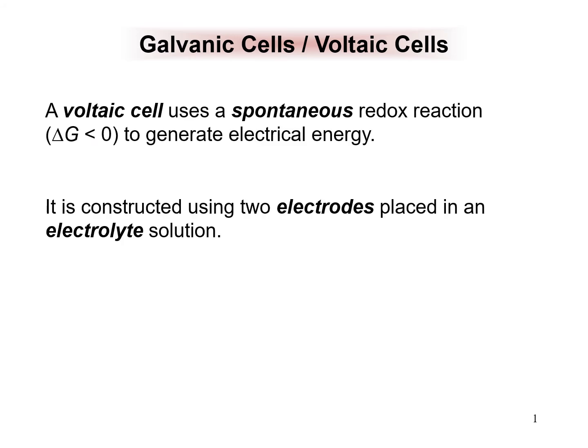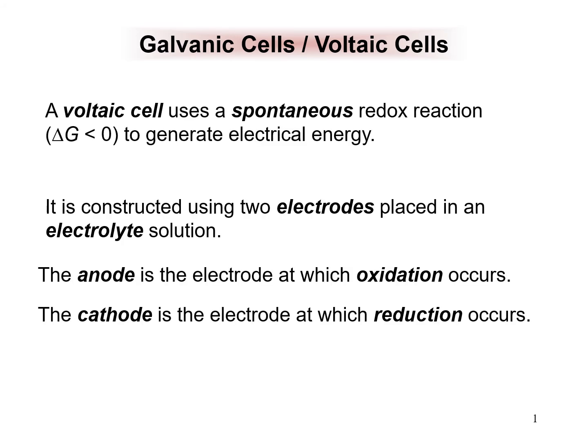Okay, so in this video, we'll talk about what galvanic cells or voltaic cells are. A galvanic cell or a voltaic cell is essentially a cell where a spontaneous redox reaction occurs to generate electrical energy. So this is a cell that produces electrical energy. This is where a spontaneous redox reaction occurs. A spontaneous reaction, as of now, you understand that delta G for a spontaneous reaction is always less than 0.